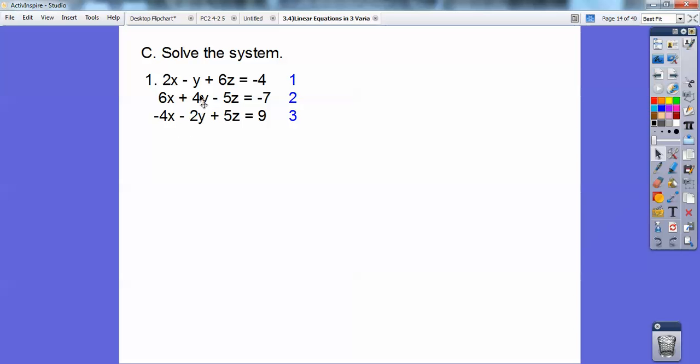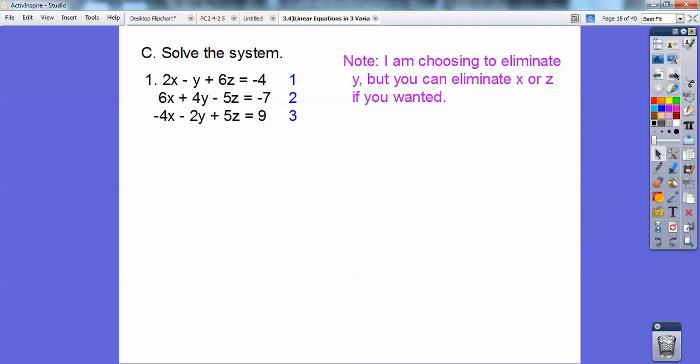Here's a 2y, a 4y, and a 1y. I like the 1y right there. I don't care if it's negative 1y or positive 1y, because I can make this 1y a multiple of 4, a multiple of 2. So that's what I'm going to do: I'm going to target the y's right here. Yeah, I'm going to eliminate the y.